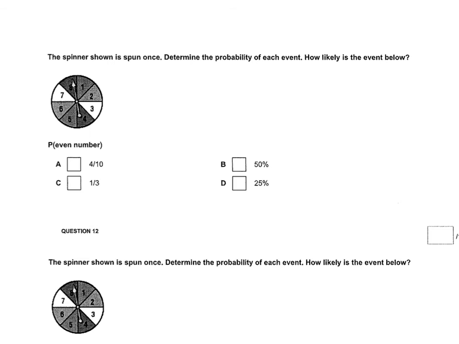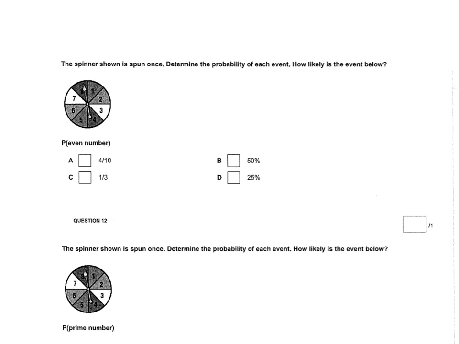A spinner. The spinner shown is spun once. Determine the probability of each event. How likely is the event below? So first of all, we need to see how many options, how many places the spinner could land. So the spinner could land on 1, 2, 3, 4, 5, 6, 7, 8 different places. So that's my total is 8.